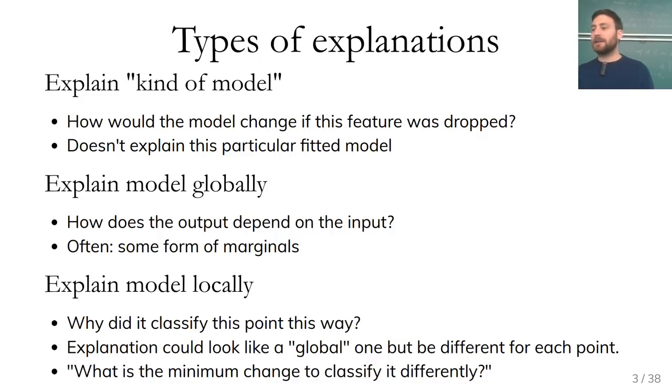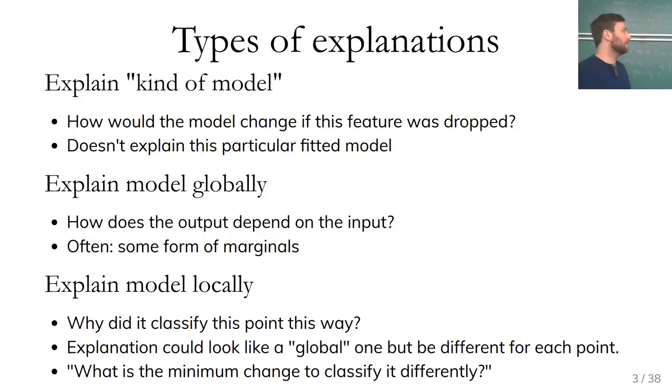There are others that explain the model globally. The main examples of those are permutation importance and partial dependence plots, which I'll talk about some more. Both of these are forms of marginals, where we look at how a single feature influences the outcome, but we try to do this globally, meaning for the whole data set at once.